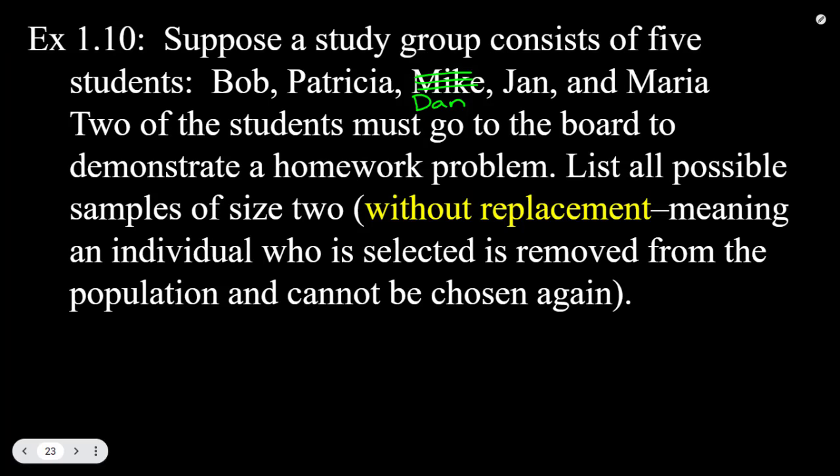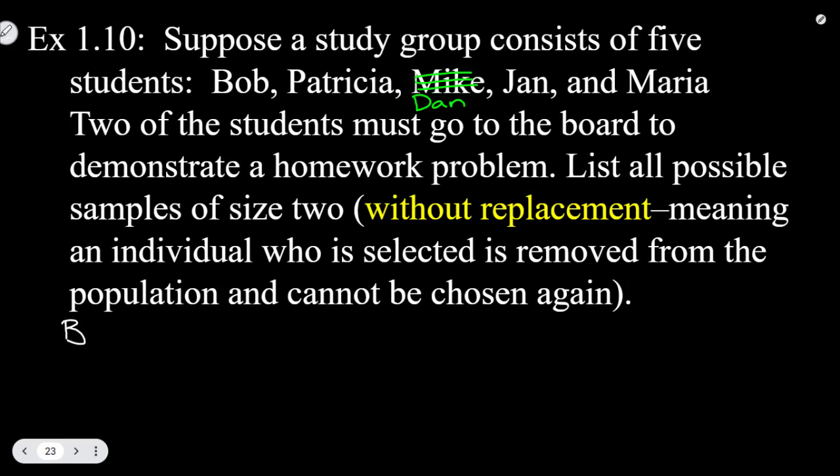2 of the students must go to the board and demonstrate a homework problem. List all the possible samples of size 2 without replacement, which means an individual who is selected is then removed from the list and they are not going to be chosen again. So the same person doesn't have to go to the board twice. It's always going to be 2 different people. So the way we can do this, to list all the possible samples of size 2, I'm just going to use the first letter of their name.